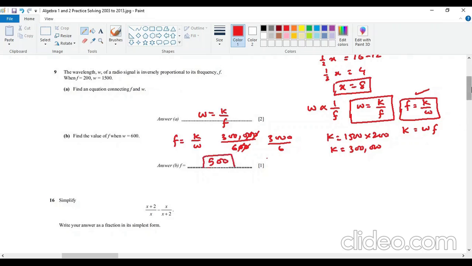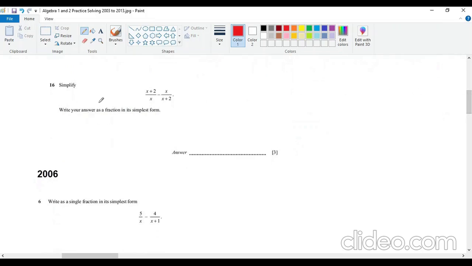Now comes question number 16 from paper 2. It's a simple solving of the fractions. Down below, this is going to be our LCM, and the first one is going to be multiplied by x plus 2, and minus x will be multiplied by my x. Okay, because this has to be multiplied by this value, which is the denominator of this, and this numerator will be multiplied by the denominator, which is down here.